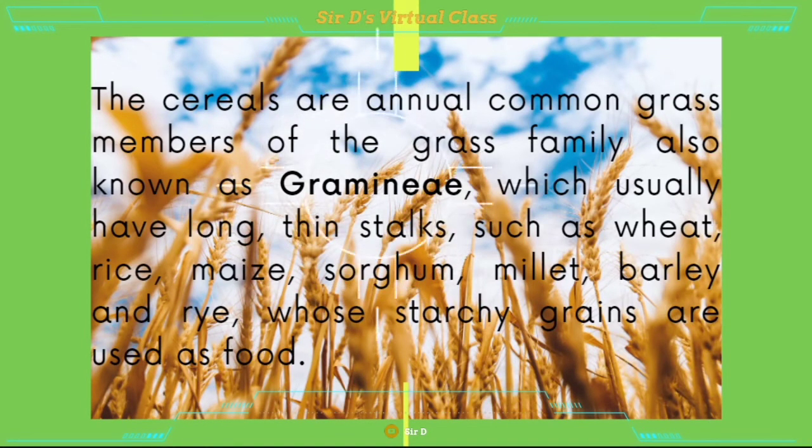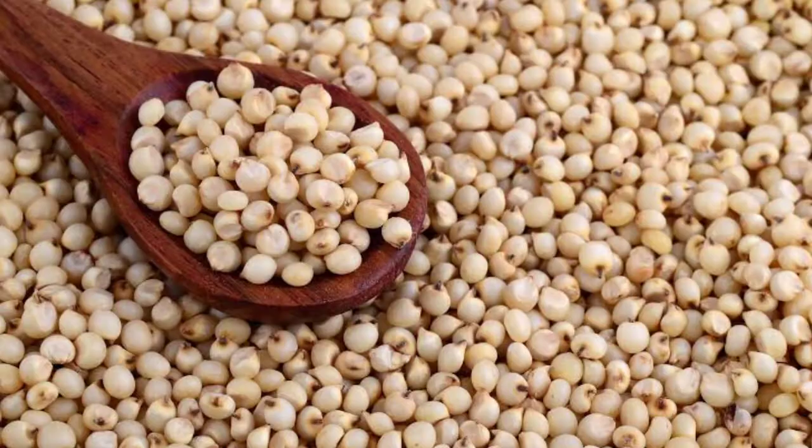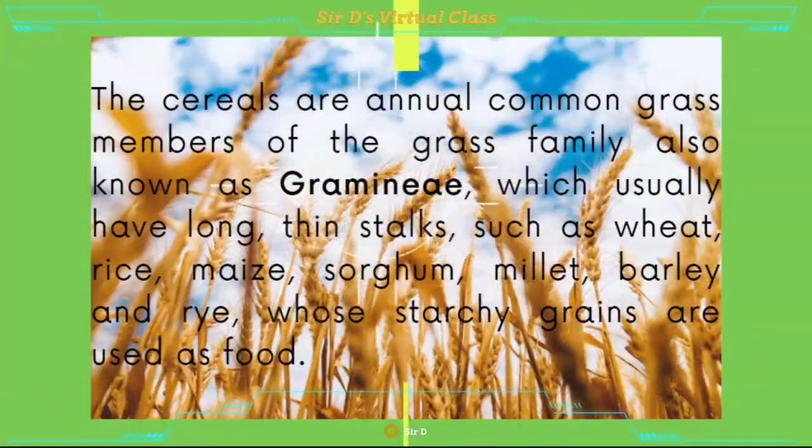Cereals are annual common grass members of the grass family, also known as Gramineae, which usually have long, thin stalks such as wheat, rice, maize, sorghum, millet, barley, and rye, whose starchy grains are used as food.